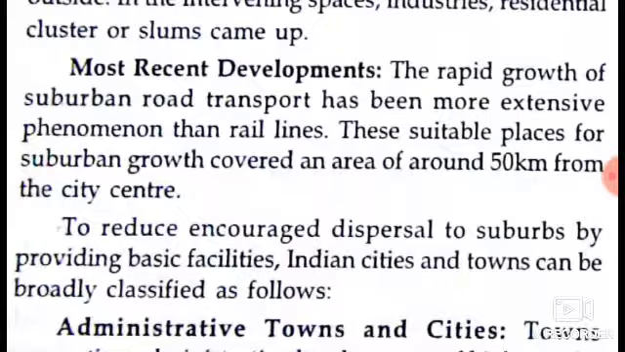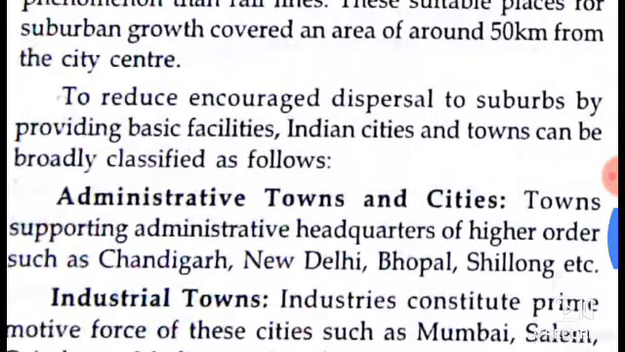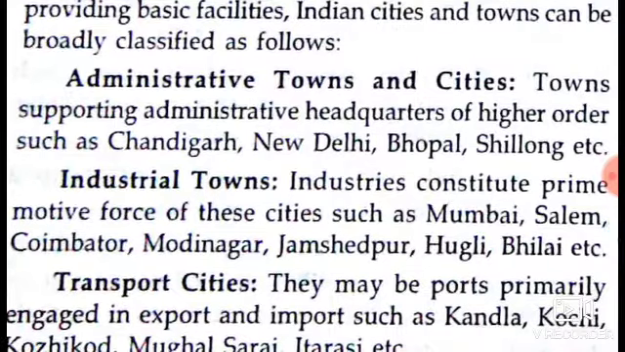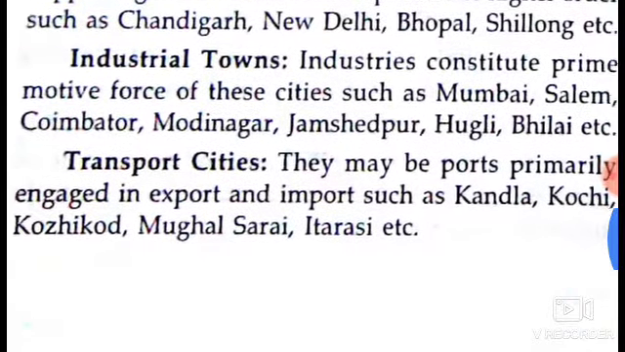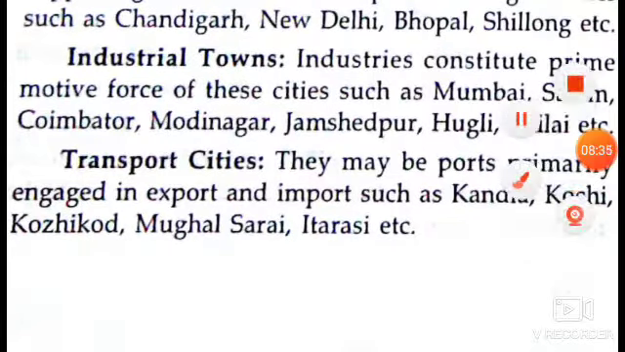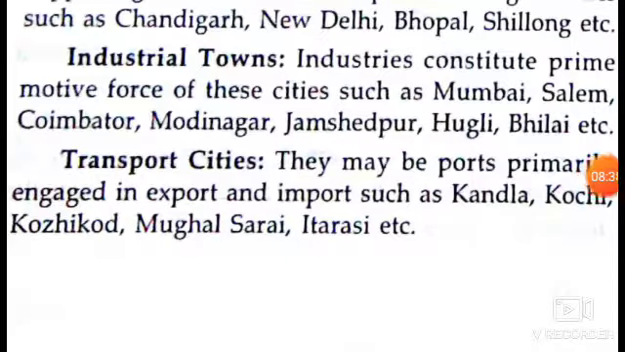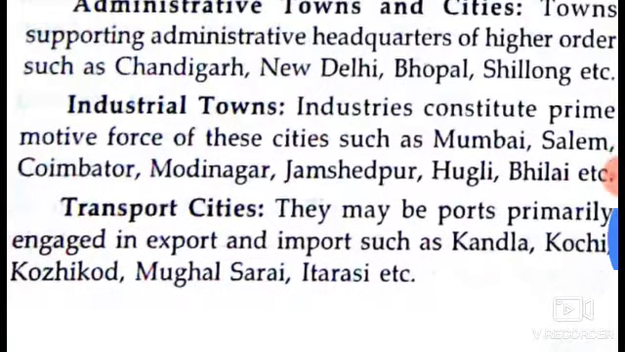Indian cities and towns can be broadly classified as follows. Administrative towns and cities: towns supporting administrative headquarters of higher order, such as Chandigarh, New Delhi, Bhopal, Shillong, etc. Industrial towns: industry constitutes the prime motive force of these cities, such as Mumbai, Salem, Coimbatore, Modinagar, Jamshedpur, Hooghly, Bhilai, etc. Transport cities: they may be ports primarily engaged in export and import, such as Kandla, Kochi, Kozhikode, and Mughalsarai, Itarsi, etc.